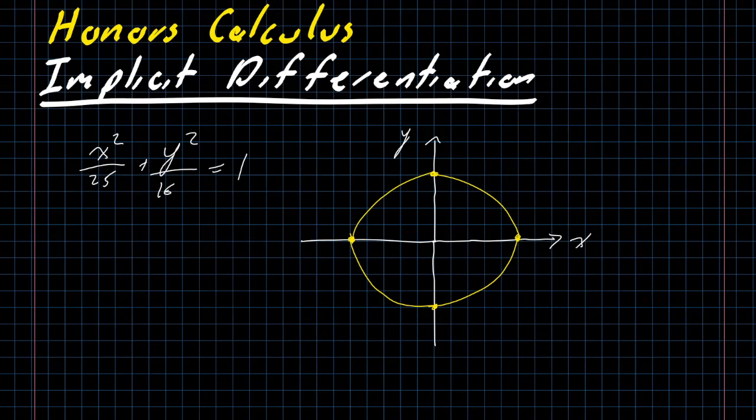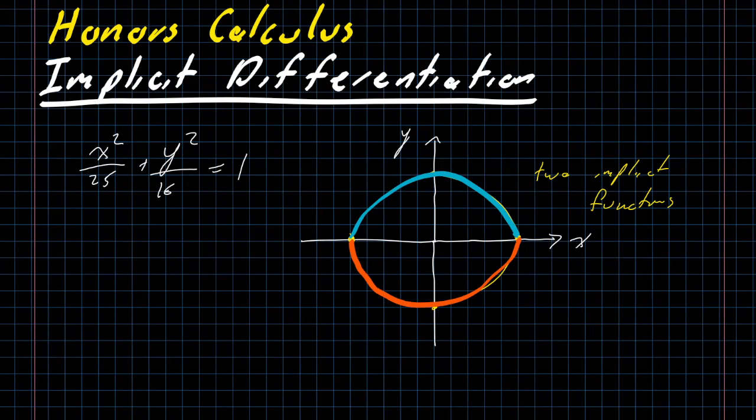But if we know, for example, that we want the top branch, we can consider the function while y is positive. Or if we knew that we wanted the bottom branch, we could consider the function which assumes that y is negative. That's what I mean when I say an implicit function.